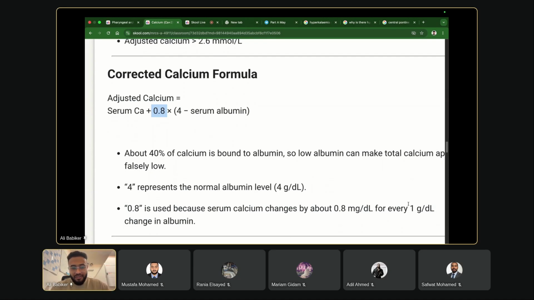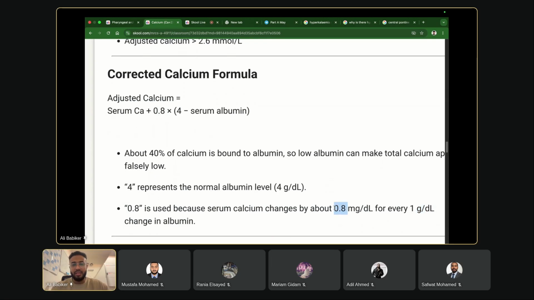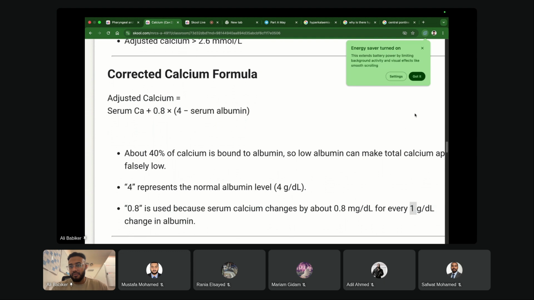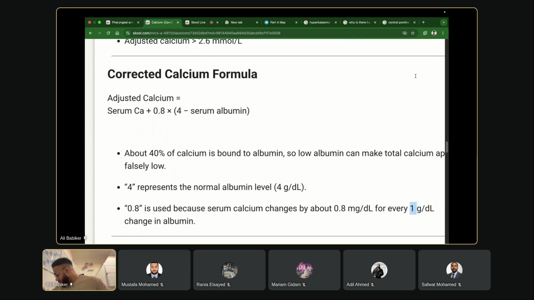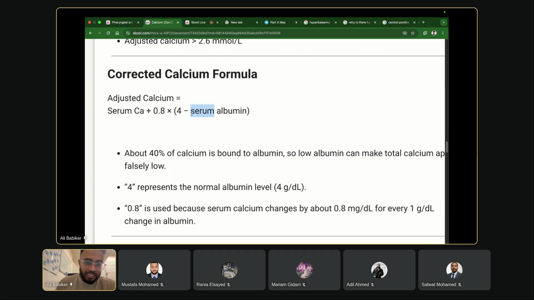If the albumin reduced by 1 gram, meaning if the albumin is 3, that means the calcium will be low by 0.8. Okay? And if the albumin increased by 1, that means the calcium will be increased by 0.8. Okay? I hope this is clear. Let me just put my charger on. So I want you to memorize this table here. So this table is for memorization and to understand where the 0.8 came from and where the 4 came from.